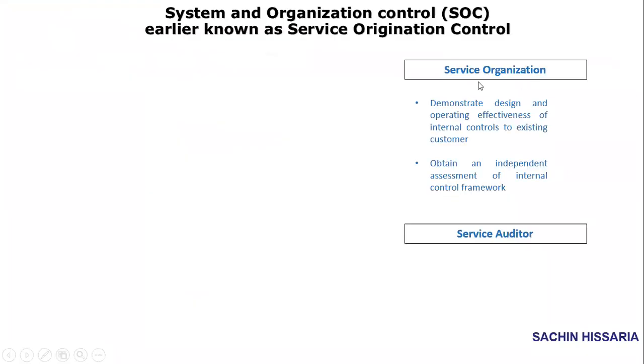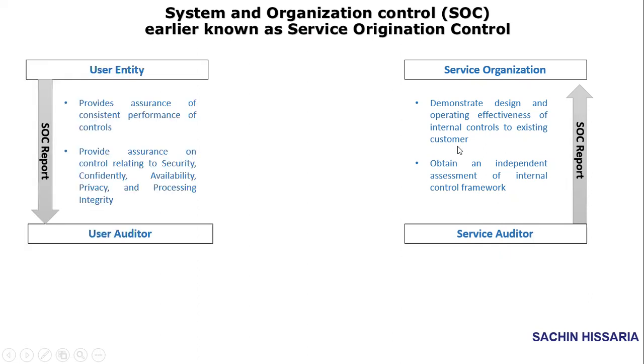Now let's see the same with the technical terms. There is a service organization. The service organization will demonstrate the design and operating effectiveness of internal control to existing customers. It will obtain an independent assessment of its internal control framework. So the service organization will appoint a service auditor, and this service auditor will give the SOC report. Now, there is a user entity. Who is a user entity? User entities are the end customers.